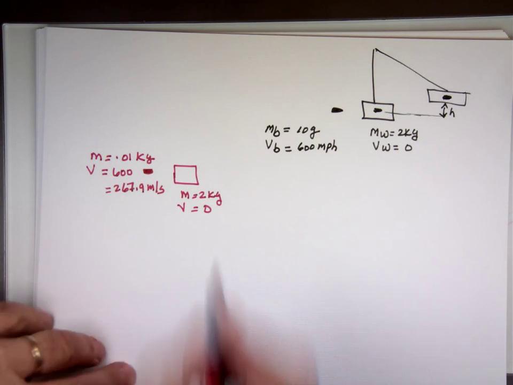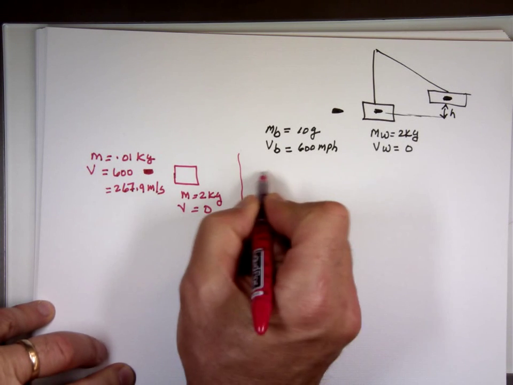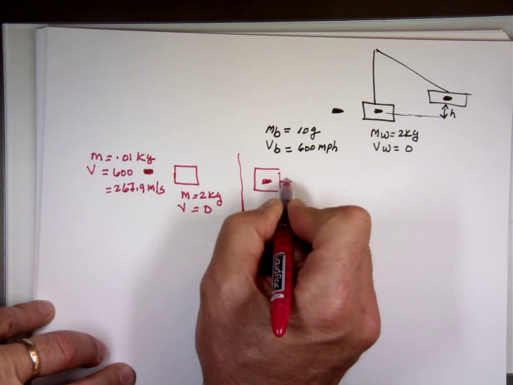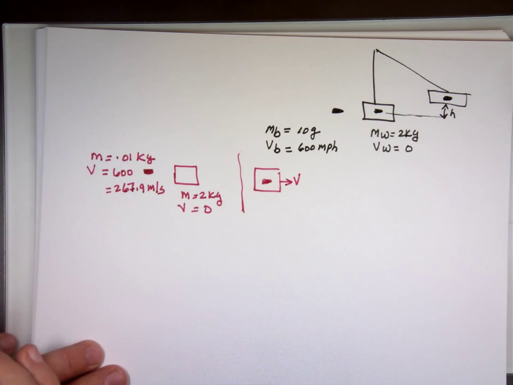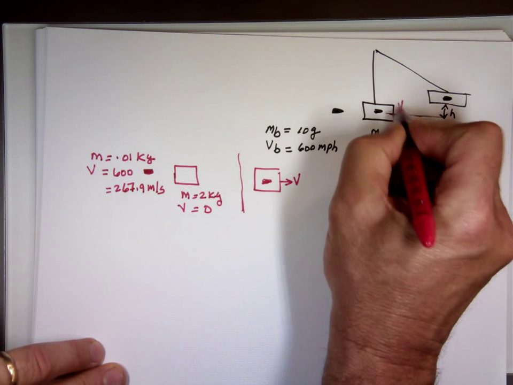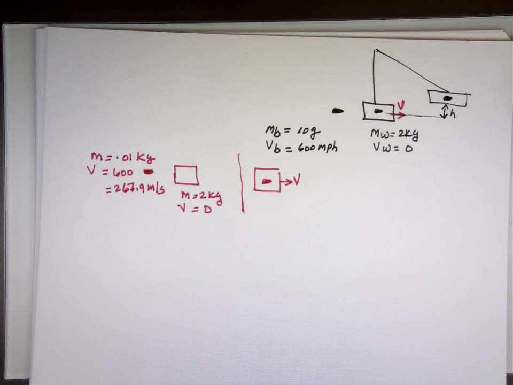It goes inside that. And now my question: what's that velocity, the final velocity, right there once the bullet goes inside the wood? Can you tell me what that velocity is? It went inside, and now they're going to swing. So what was that velocity there? What kind of collision do we have here? Completely inelastic.